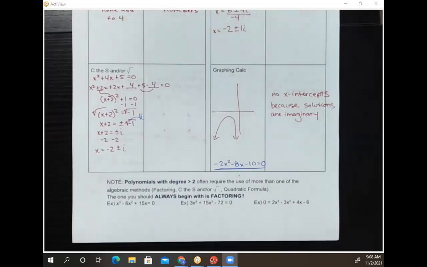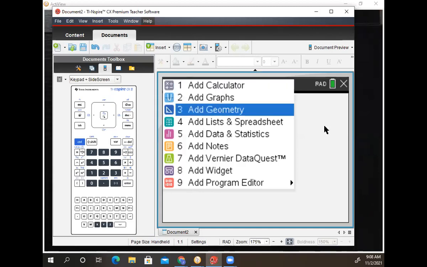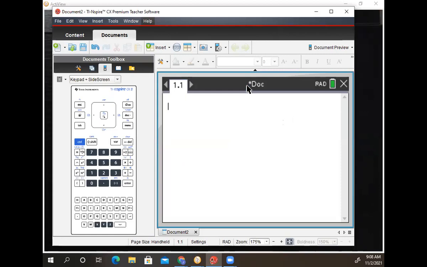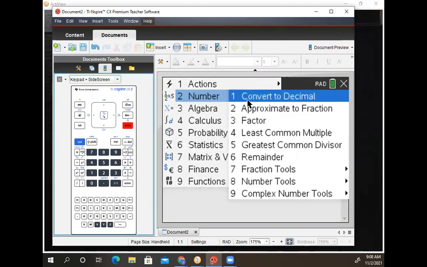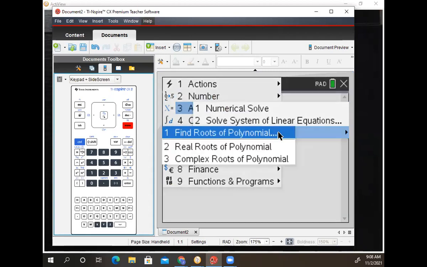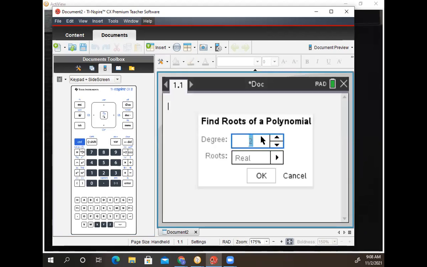So on your calculator, I'm going to pull mine up here. I'm going to use a calculator page. Not a graph this time, but a calculator page. And I'm going to hit the menu key and go down to algebra. And we have a polynomial tools section here. I actually have a couple of tools to find roots of a polynomial. So I'm just going to select find roots of a polynomial.